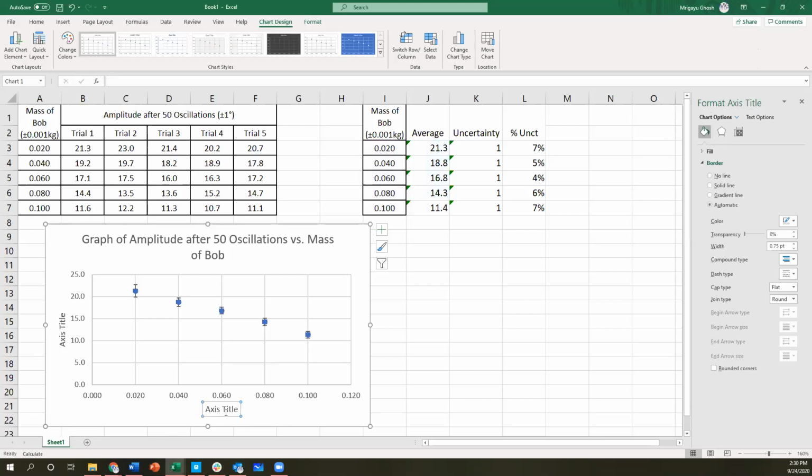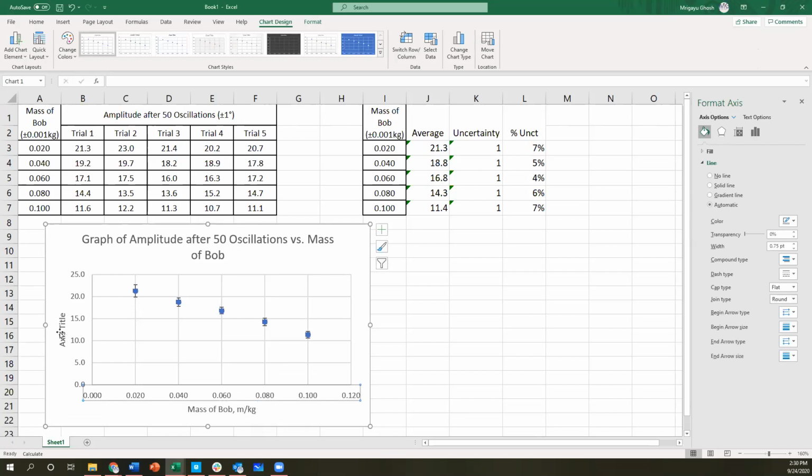Okay, and then the axis title here is mass of Bob in terms of M, and we're representing mass with the letter M. And essentially the units is kilograms, so it's mass divided by kilograms. Does that make sense if I wrote mass over kilograms?